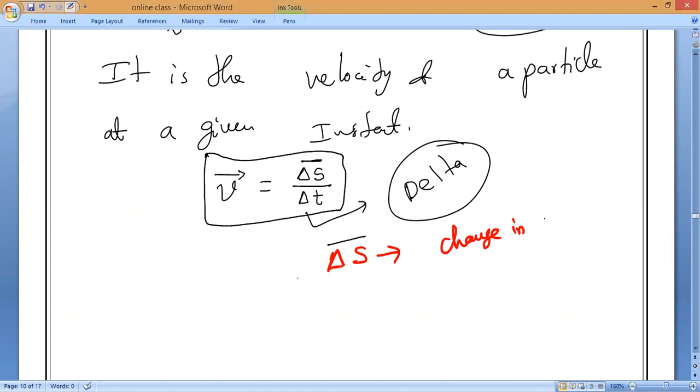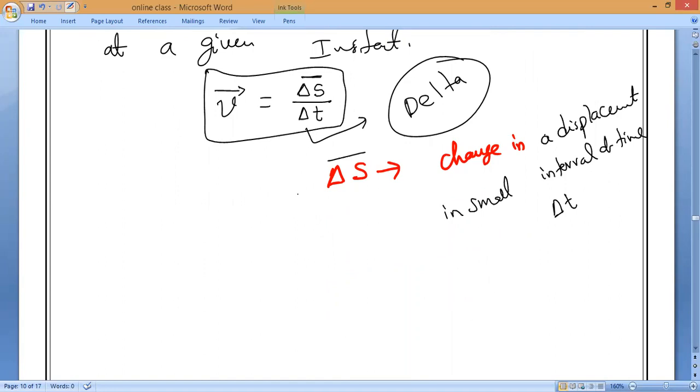What is this? Change in displacement in a small interval of time. What is the time? Time is delta t. So that is what we used to call instantaneous velocity. Is it okay, guys? Any doubt?